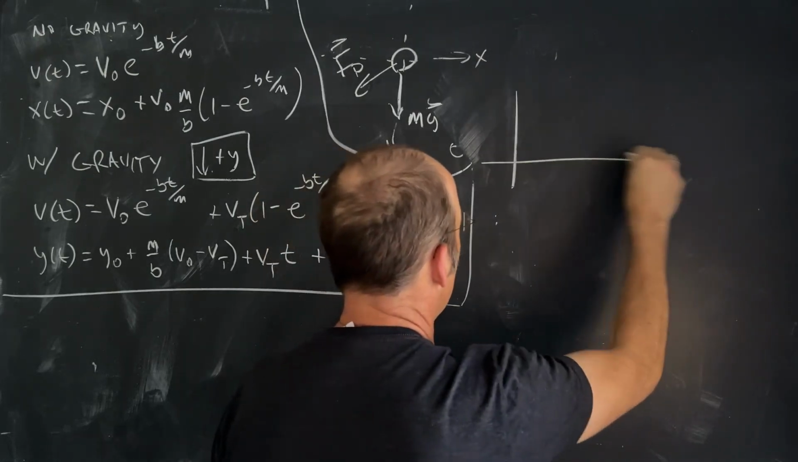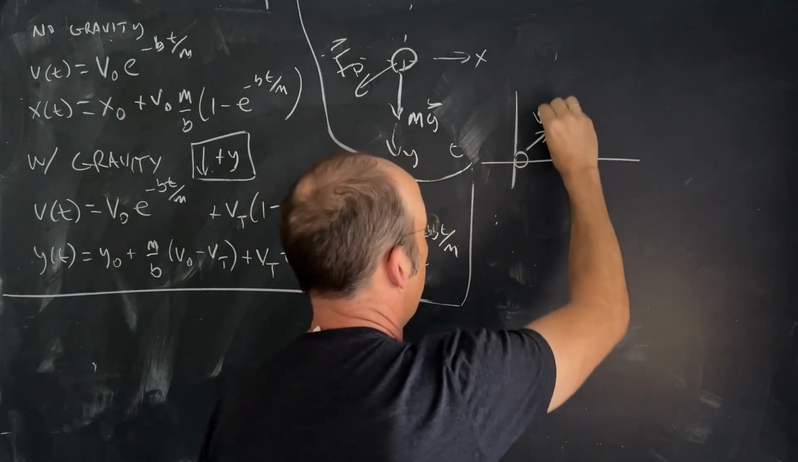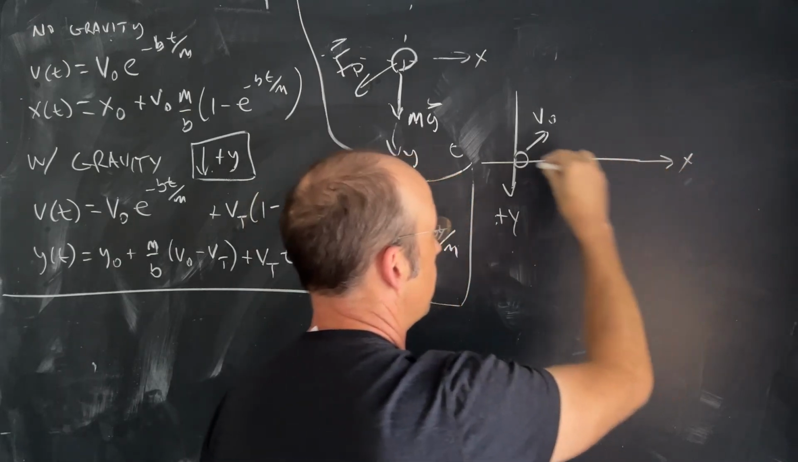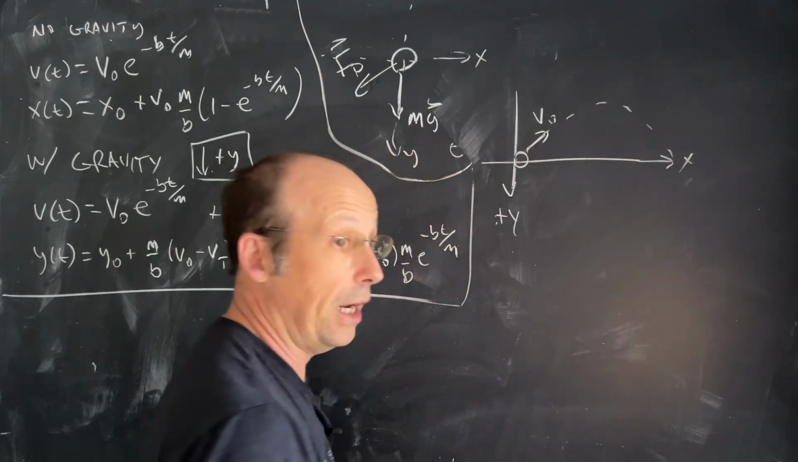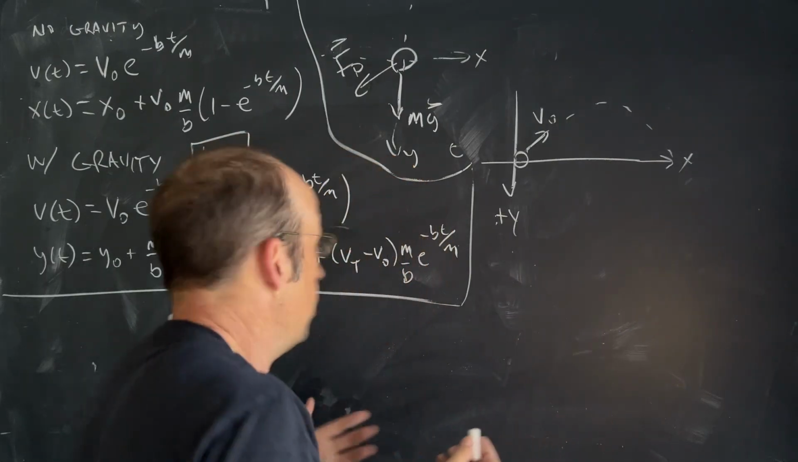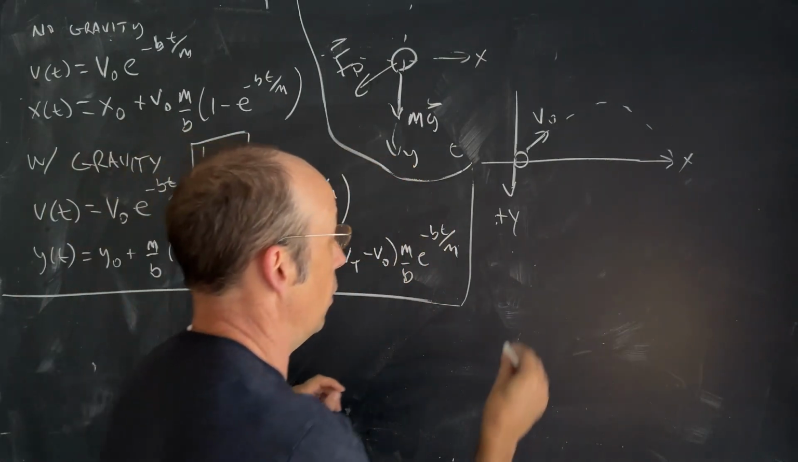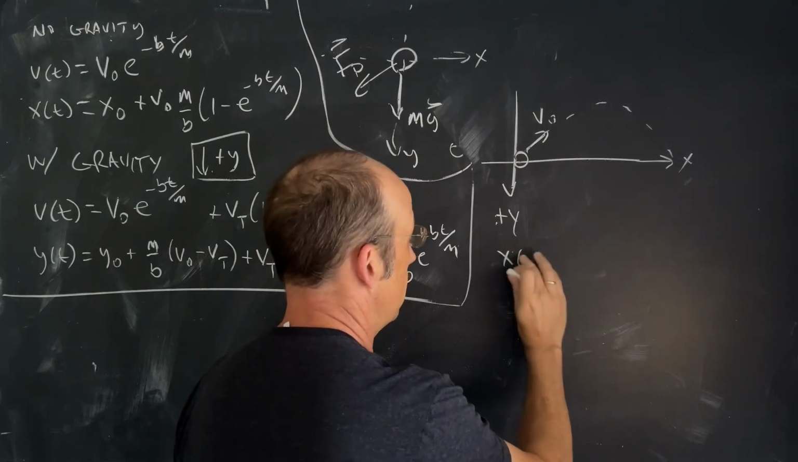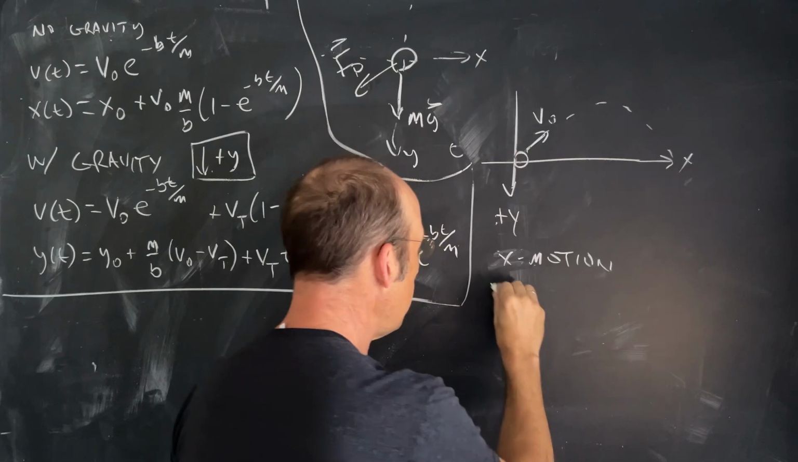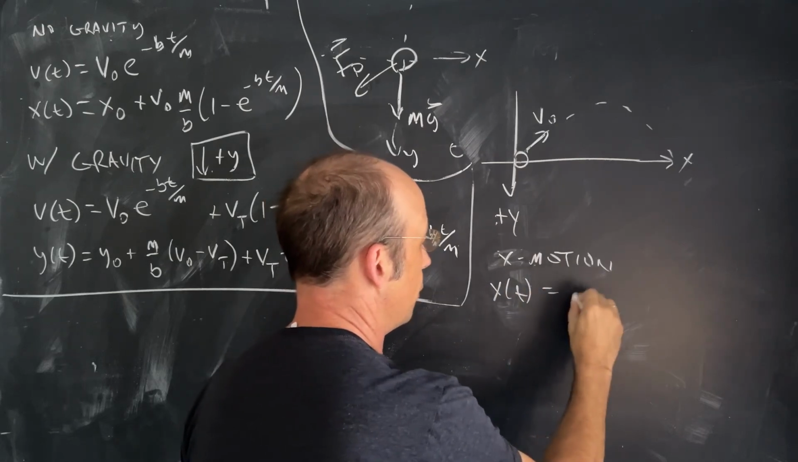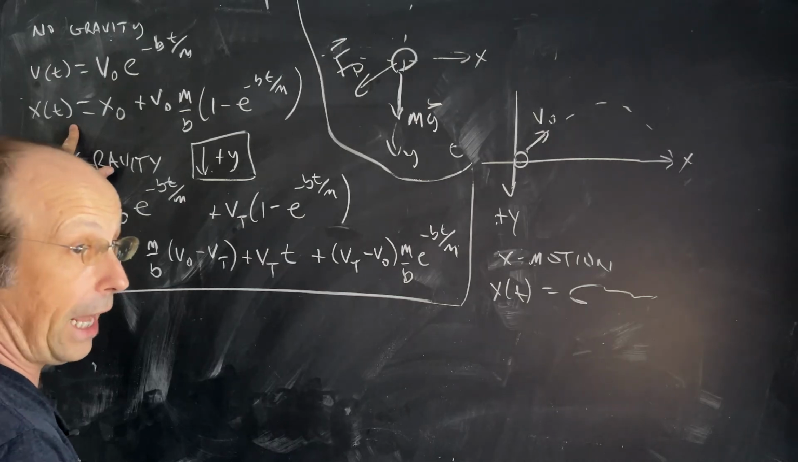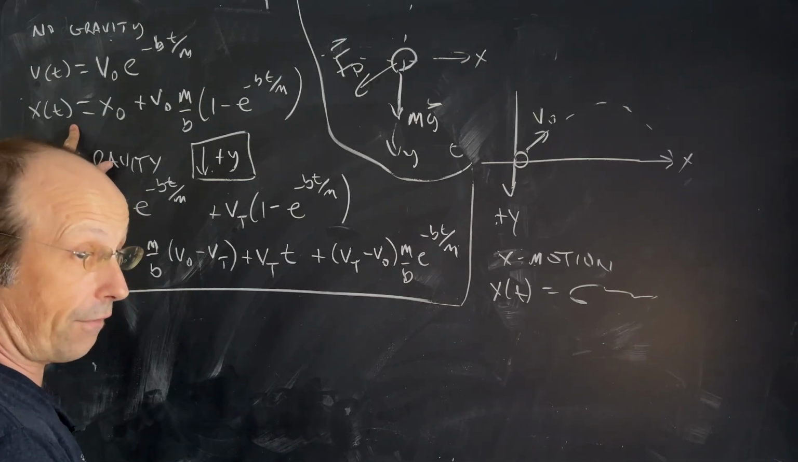So here's my object. I'm going to say it starts with some initial velocity v0. This is the positive y direction, and that's the positive x direction. So it's going to go up here like that. So I can break this into an x motion and a y motion. And if we just talk about positions, I'm not going to write out the full function. But for the x motion, I have x of t equals all that stuff. It's not that bad, okay, but I have that. So if I know t, I can find out how far it went.